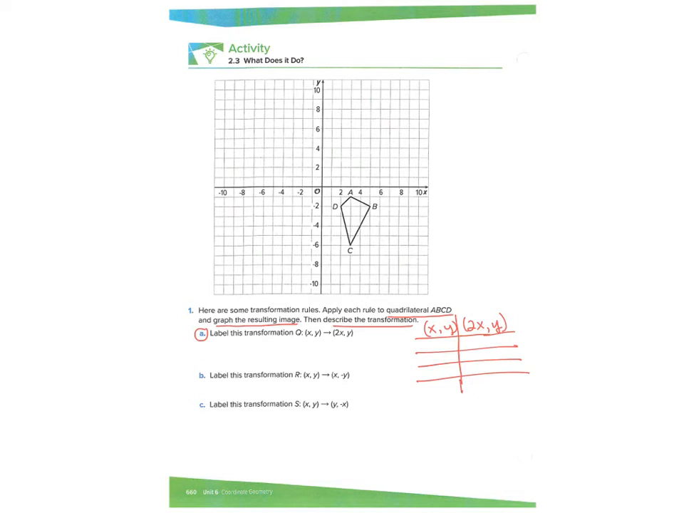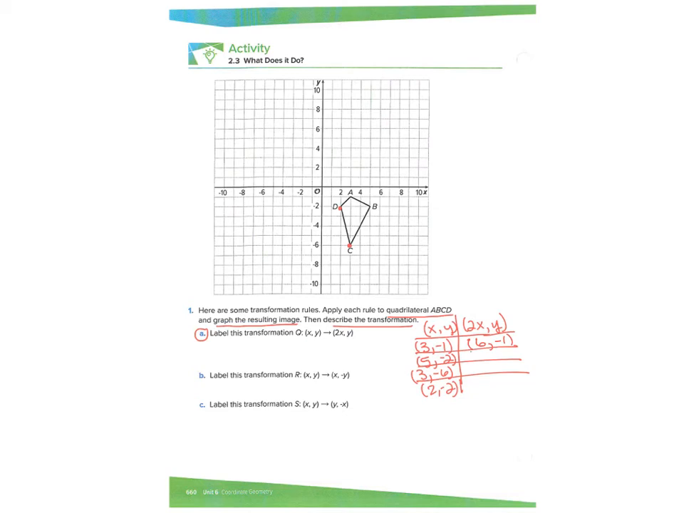I have A, and that is (3, -1). B is (5, -2). C up here is (3, -6). And D is (2, -2). So if I multiply my x coordinate by 2, that's 2 times 3, I'd get a 6. And I'm going to keep y the same. So my new coordinate would be (6, -1).